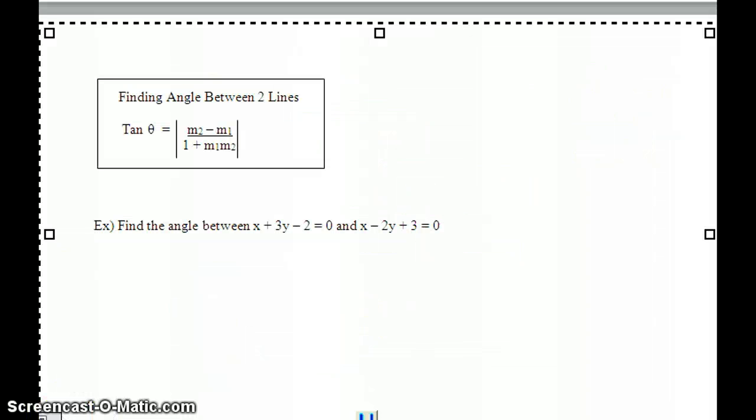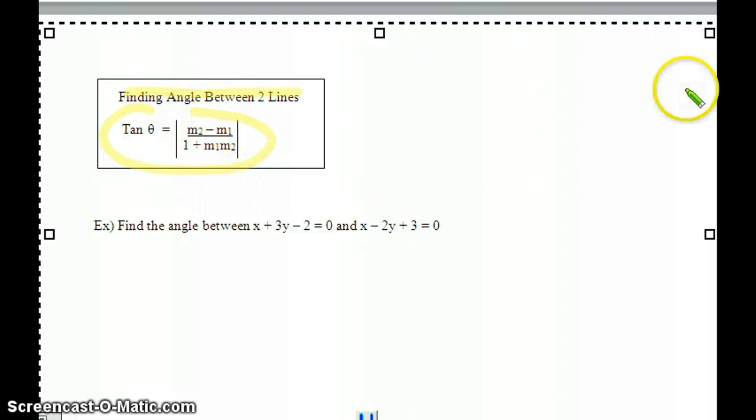Our next example is now moving on to the second concept we're going to talk about, which is finding the angle between two lines. So if you have two lines on a graph and you want to know the angle between the two lines, you use this formula. So let's highlight that. The tangent of theta is equal to the absolute value of the two slopes subtracted from each other divided by 1 plus the product of the two slopes.